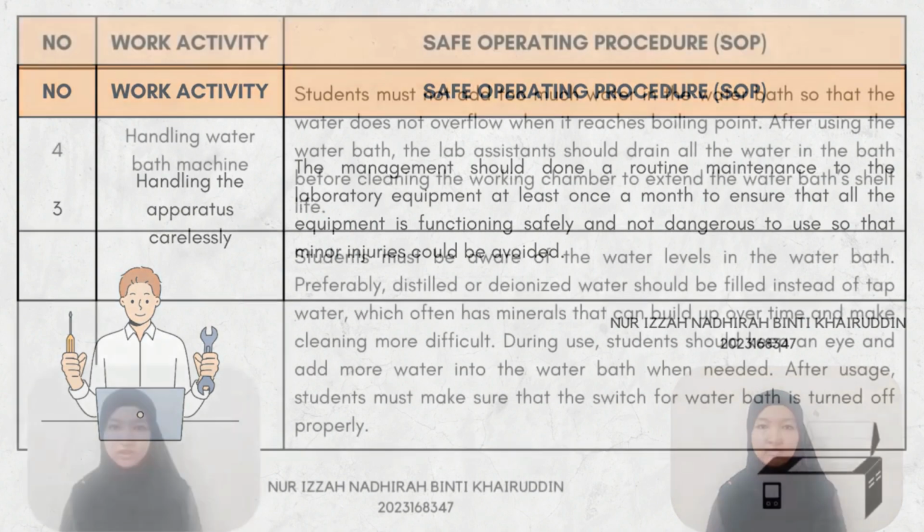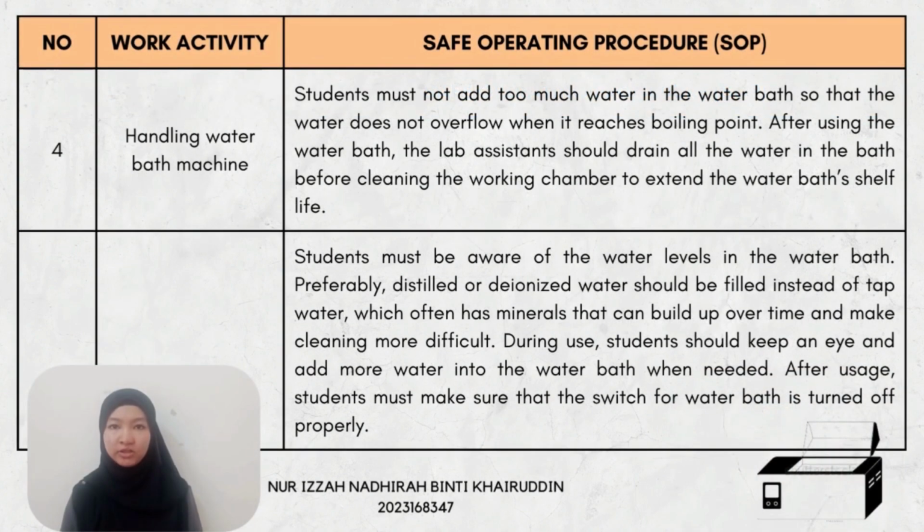The SOP for handling the water bath machine is, first, the student must not add too much water so that the water does not overflow when it reaches boiling point. The student also must be aware of the water level. Preferably, distilled or deionized water should be filled instead of tap water, which has minerals that can build up over time and make cleaning more difficult. The student should keep it clean and turn off the machine after usage.